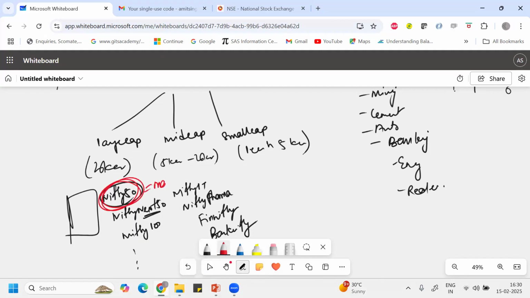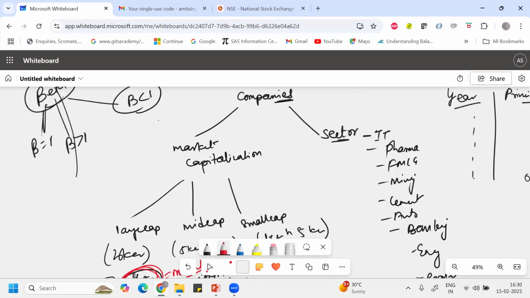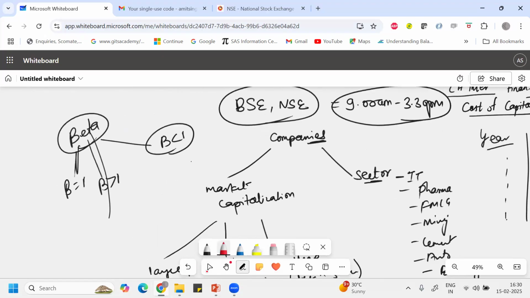Nifty 50 is called the market because of Eugene Fama's efficient market hypothesis. It is believed that you can never beat the market. So the return that the market gives you is considered the best of the best return.